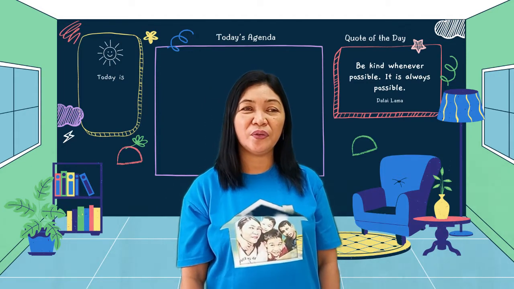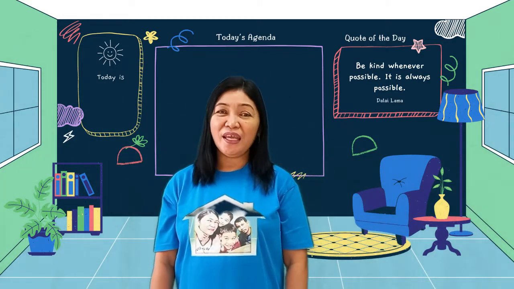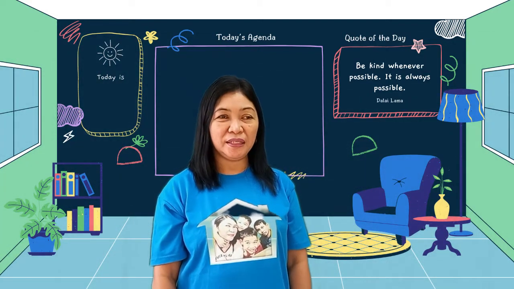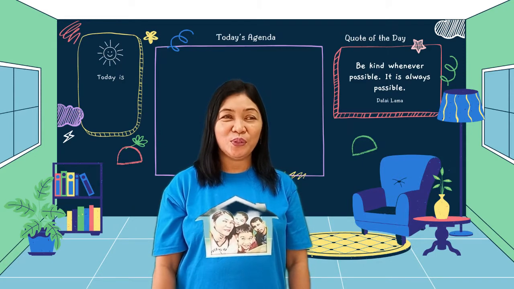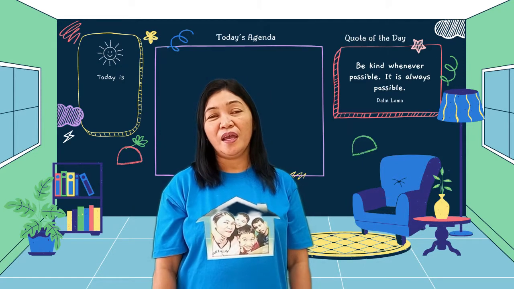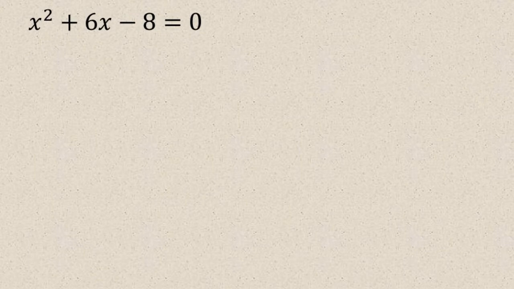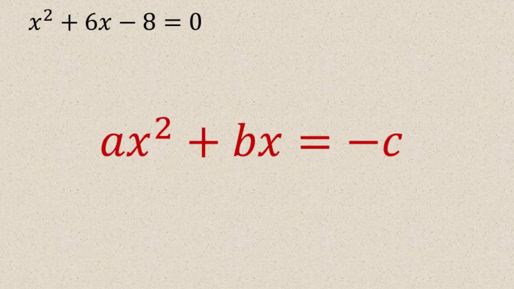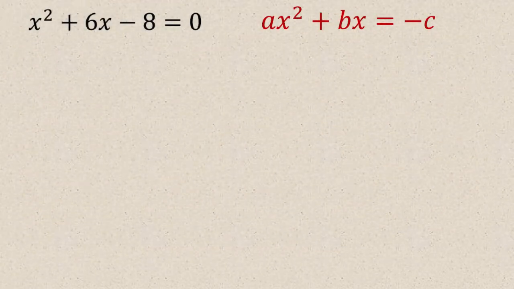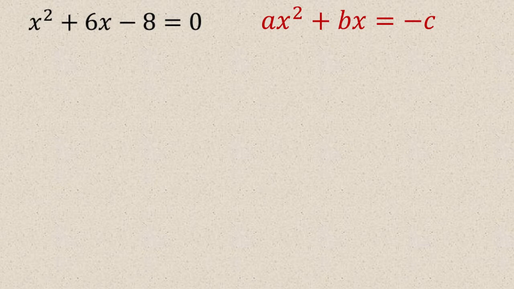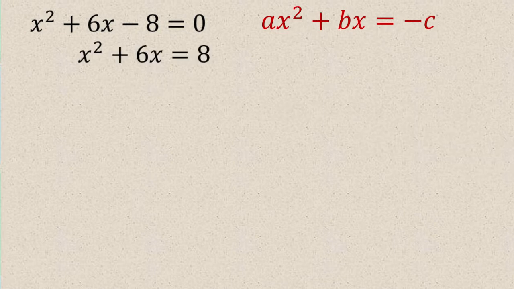Let me introduce another method in solving quadratic equation in one variable: completing the square. To solve this by completing the square, you have to express the equation in the form x squared plus bx equals negative c. That means you will bring over negative 8 to the other side by applying the addition property of equality, or known as APE. So the resulting equation is x squared plus 6x equals 8.